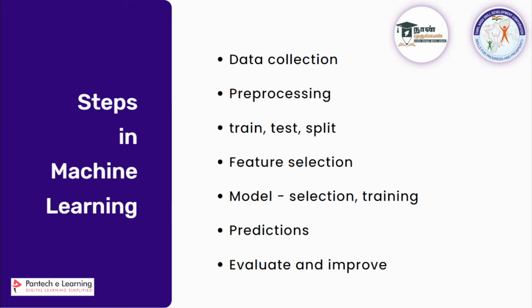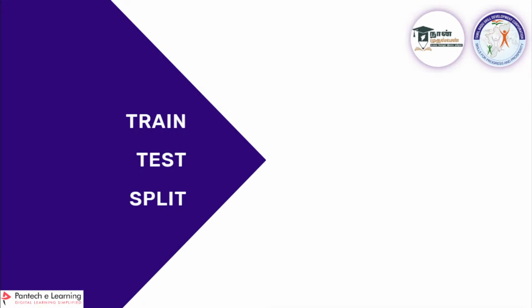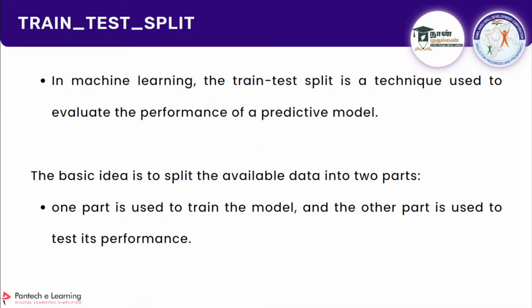Okay, so we'll start with train test split. The next step is train test split. So what is it? In machine learning, train test split is a technique used to evaluate the performance of a predictive model. Once we do all the processing of the data, we are going to give it to the model to do some statistical task, and to evaluate it we use something known as train test split. It is like the basic exam we have.